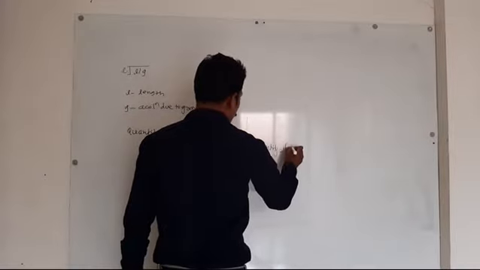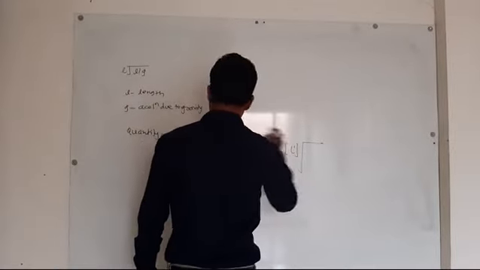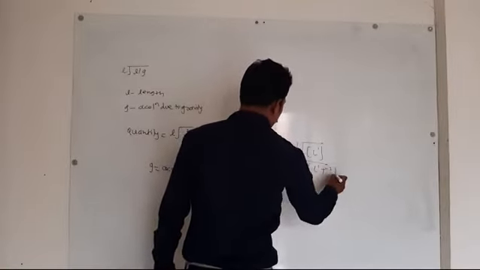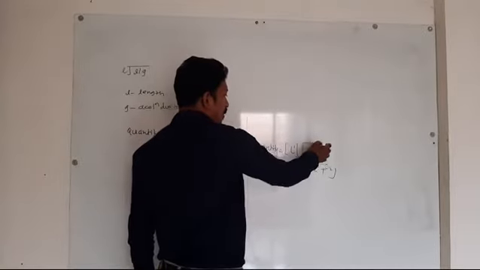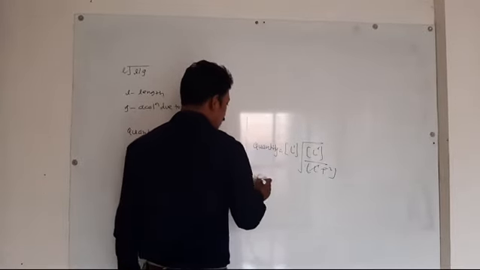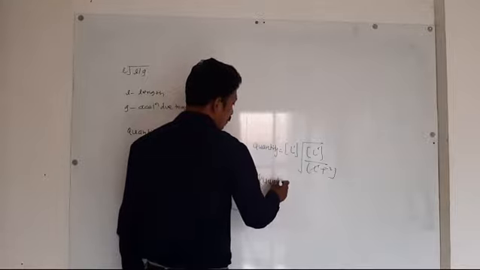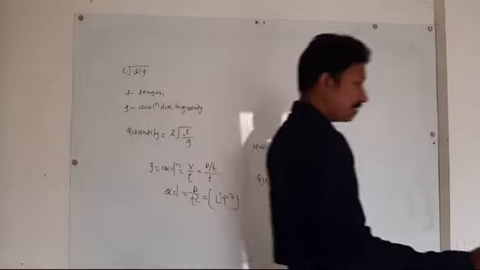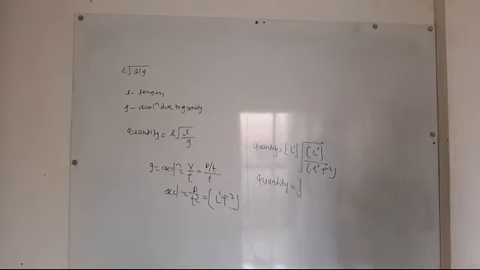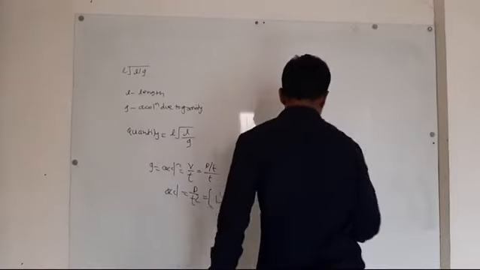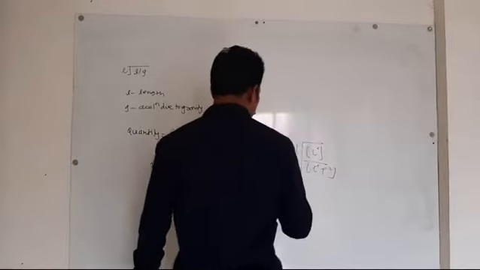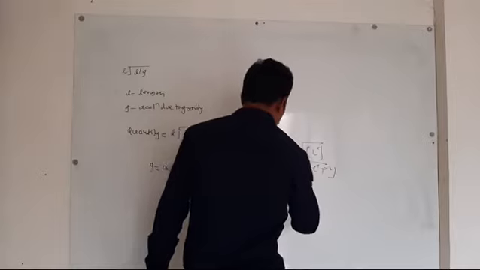Quantity is equal to the dimension of L, which is L raised to 1, root of L raised to 1, divided by L raised to 1, T raised to minus 2. Student, this L raised to 1 and L raised to 1 get cancelled. Then the quantity is equal to what?